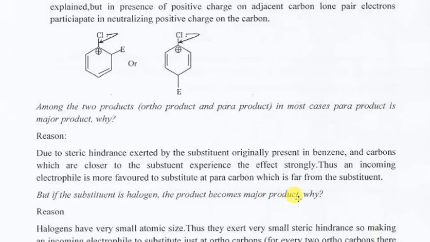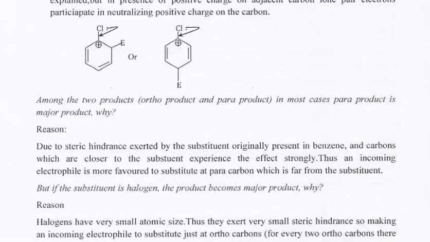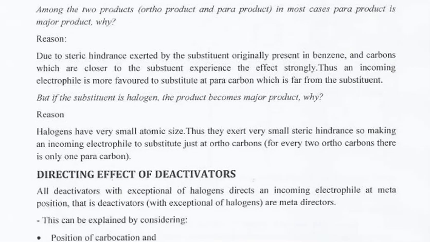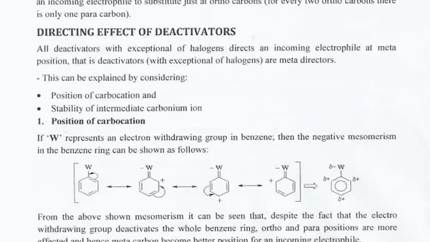Why? Yani hapa ni vitu ni simple tu. Kama group wetu ni mkubwa ata experience steric hindrance, lakini halogen ni ka atom ambako ni kadogo. Kama ni kadogo, that means haiwezi ka exert steric hindrance. Kwa halogen always major product iwe inakuwa ni ortho. So tunachokisema ni kwamba halogens have small atomic size, thus they exert very small steric hindrance, so making the incoming electrophile substitute just at ortho carbon. For every 2 ortho carbons there is only 1 para carbon in the case of halogen.